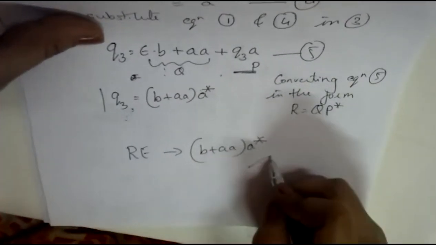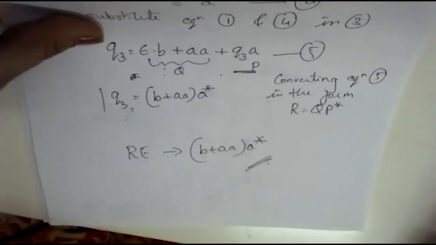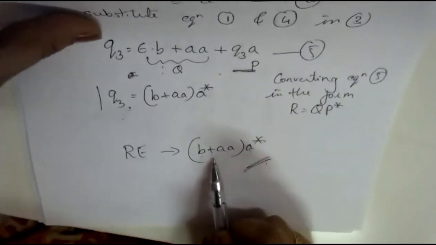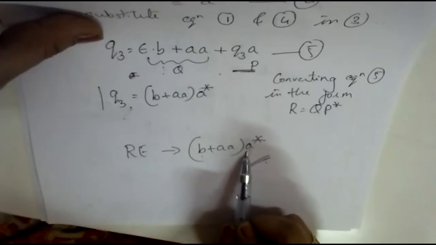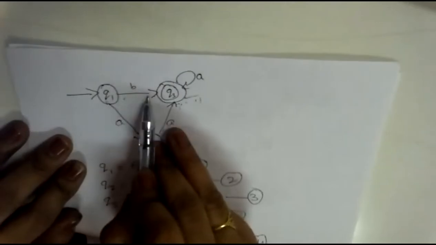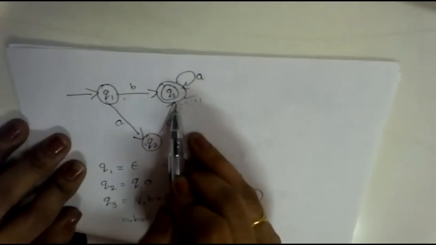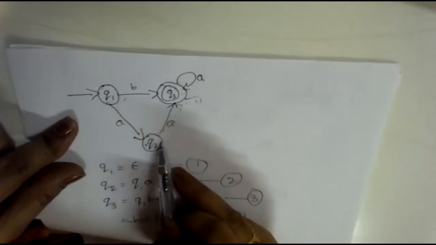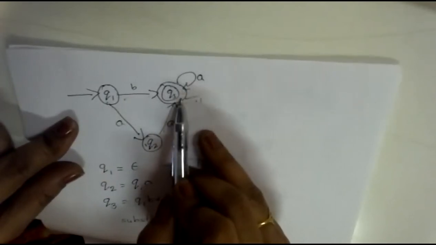Just check whether your RE is right. It is BA star or AAA star, right? We'll check. BA star is one path. What is my second path? AAA star. Okay, so it is right.